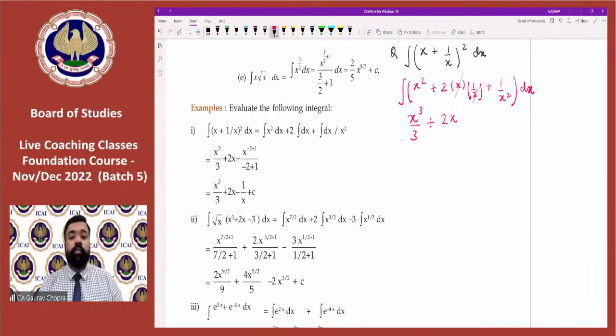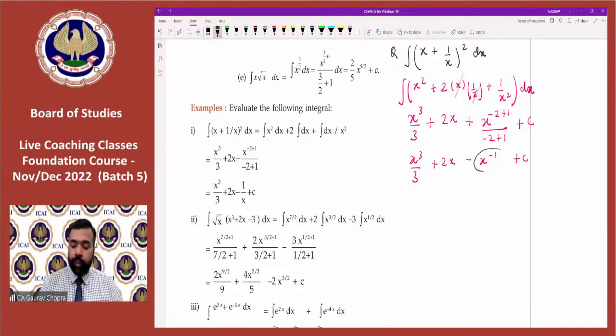And then 1 upon x square. 1 upon x square means x is having power -2. So we will increase the power by 1 and divide with same. At last, adding the constant c. So what is left? x cube upon 3 plus 2x and then minus x to the power of -1 plus c. And x to the power of -1 can also be written as 1 upon x. So this is the final answer.